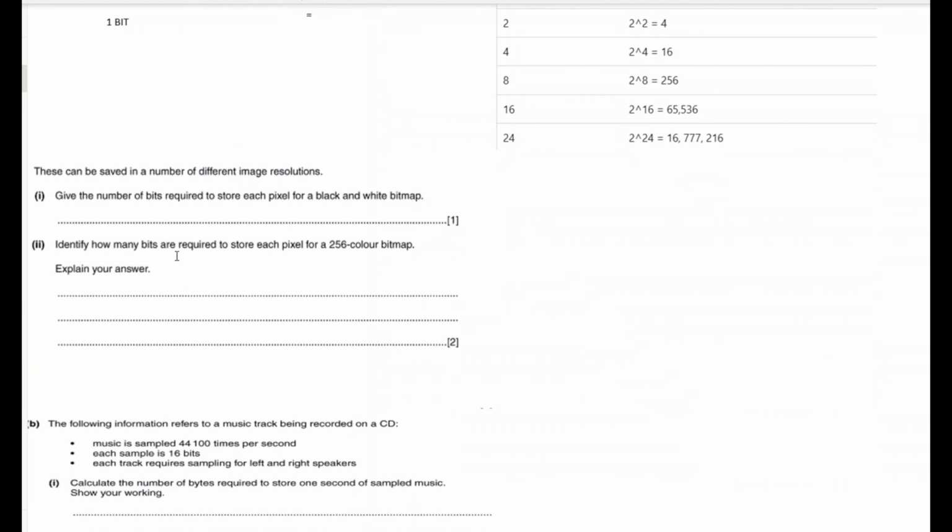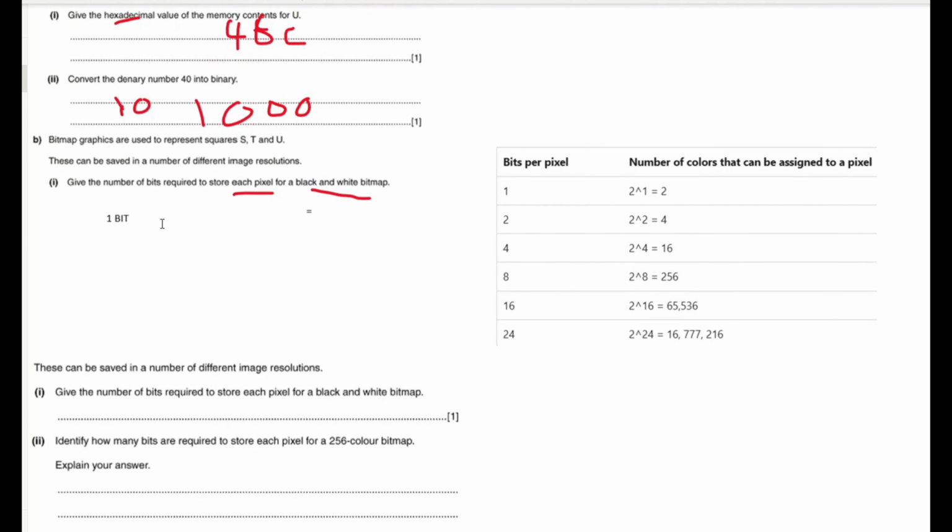Okay, the next question is, these can be saved in a number of different image resolutions. Give the number of bits required to store each pixel for a black and white bitmap. Okay, so how many bits are required to store each pixel? We just solve this. This is equivalent to, I will write here, 1.